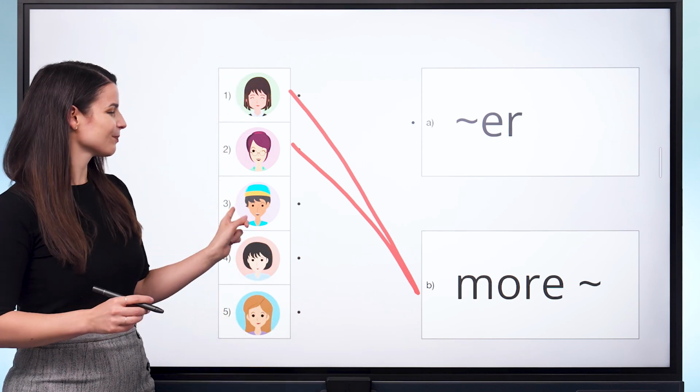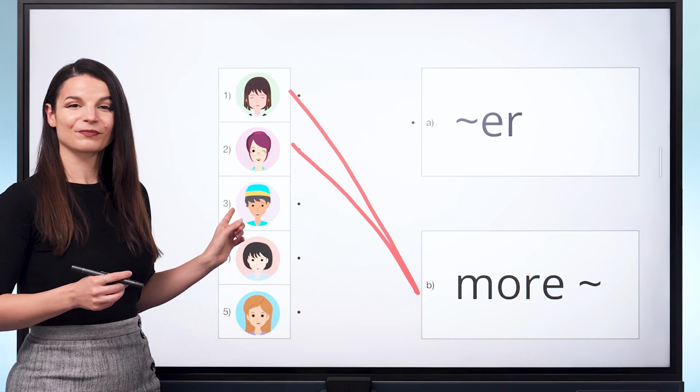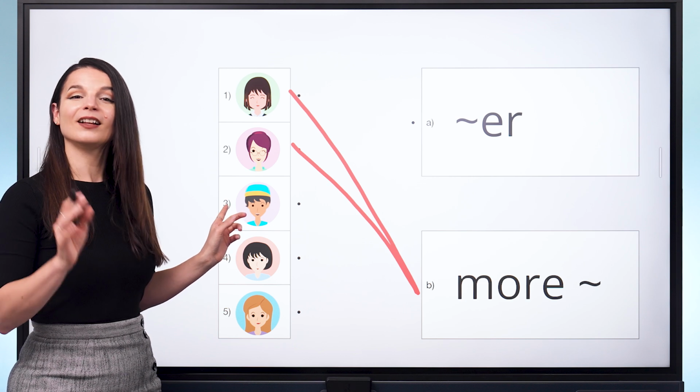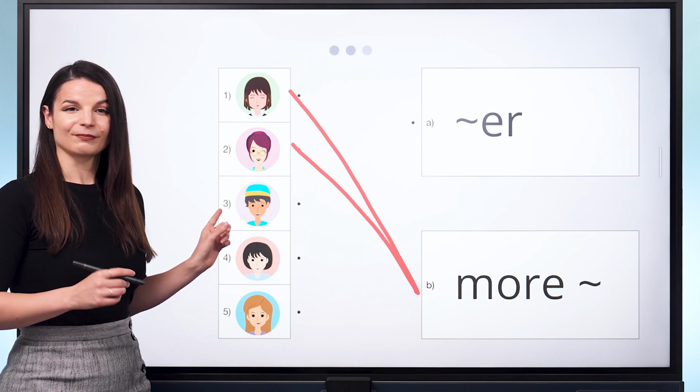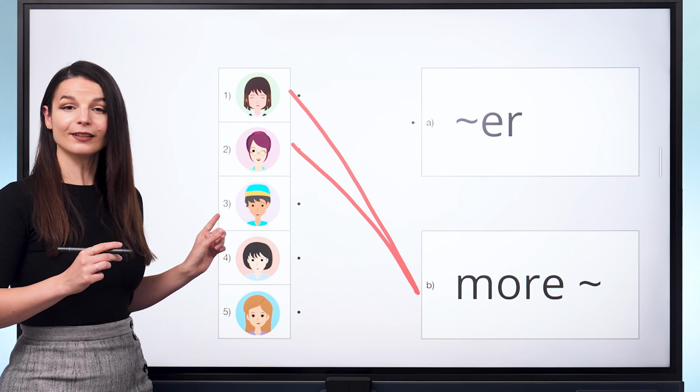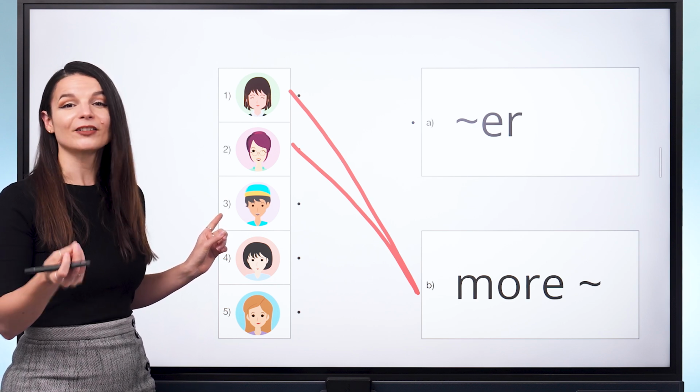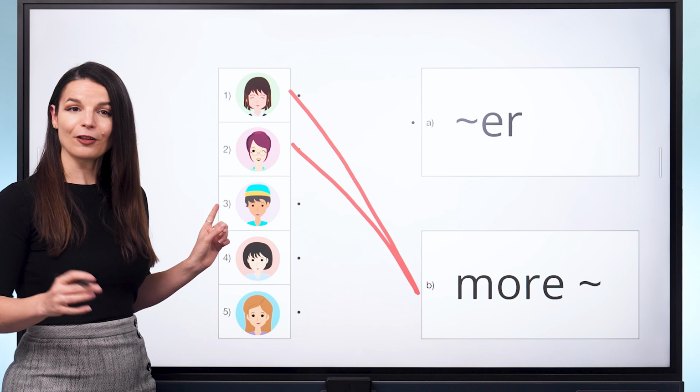Next, healthy. One more time. Healthy. Did you say er? The correct way to make a comparative adjective is to say healthier.